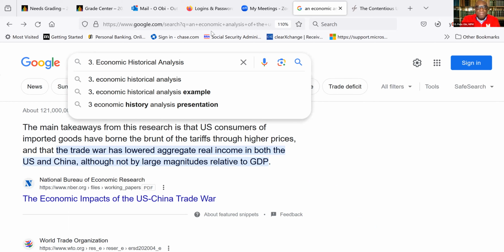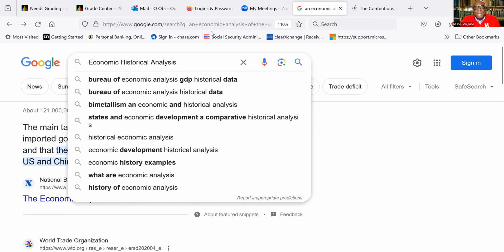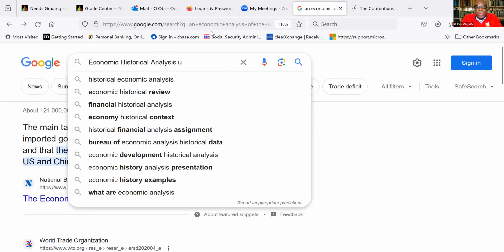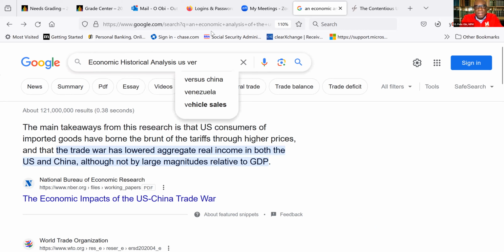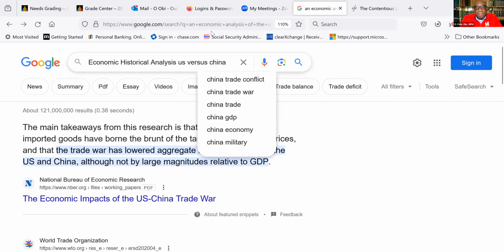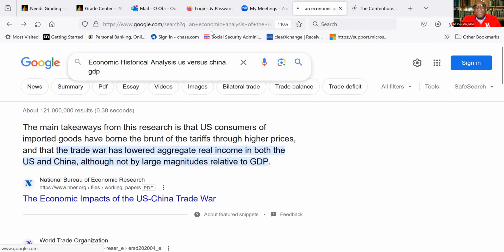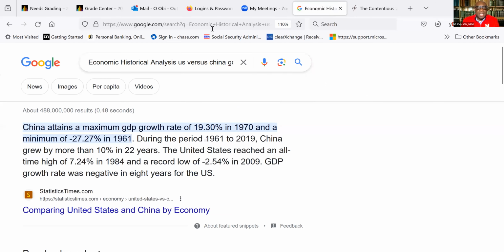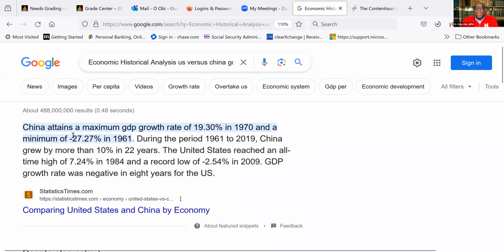So, if you do an economic and historical analysis, and I will just stick to the same thing, I will do US versus China GDP as an example. So I would look at how GDP, as you know, GDP means gross domestic product, which is the total value of the goods and services in a country, right?